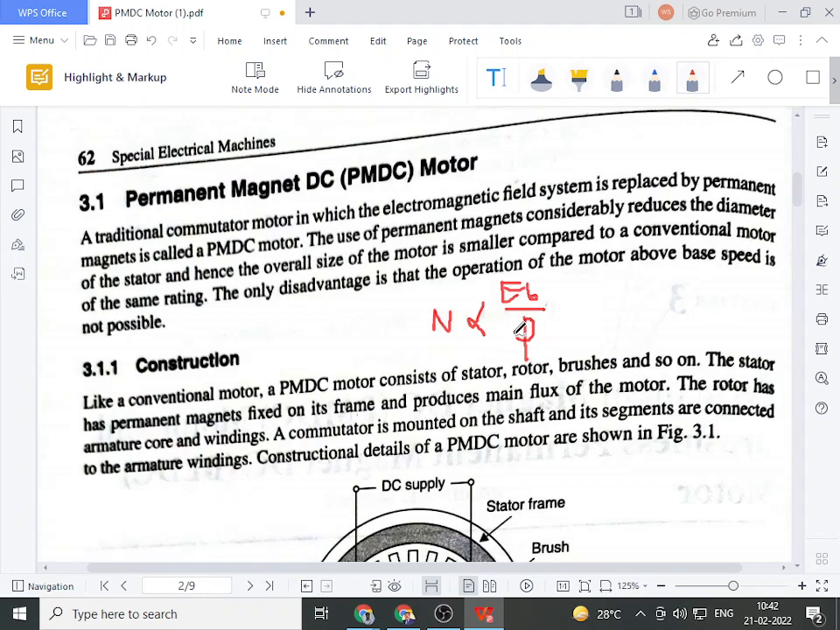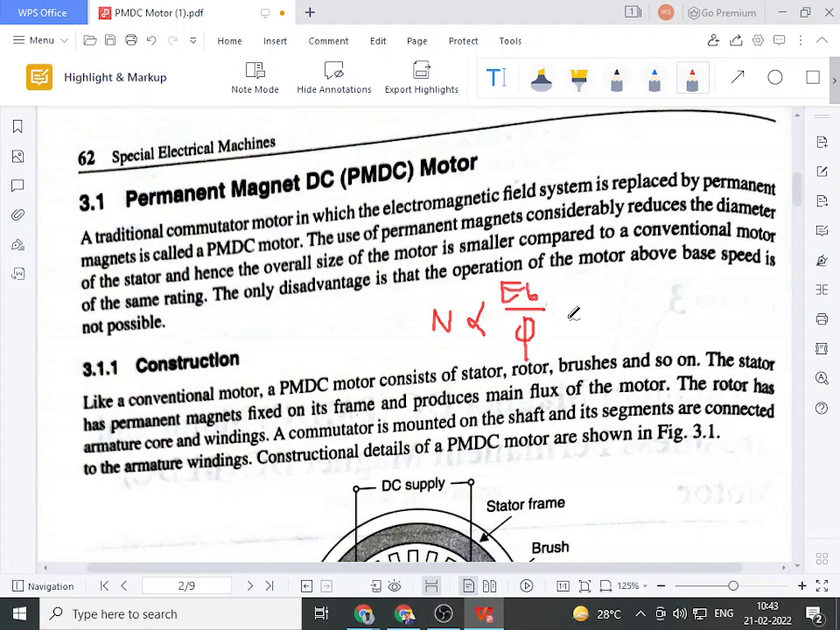Here the field system is completely eliminated and replaced with a permanent magnet, so there is no way to control the flux developed by that permanent magnet. We can't change the magnitude of flux developed by a permanent magnet. That flux is constant. As flux is constant in a permanent magnet motor, above rated speed application is not possible in a PMDC motor. So we can use a PMDC motor only for up to rated speed or below rated speed application. We can control speed below rated speed.